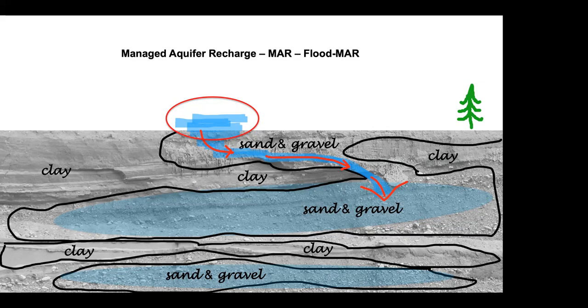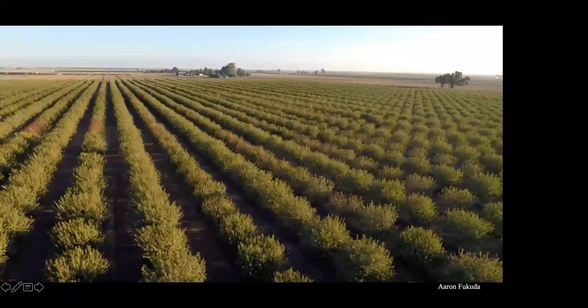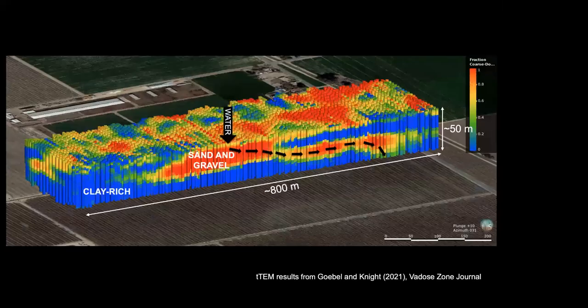So to get this adopted, we really need to start mapping out what's going on at these sites. Airborne EM gives us some information, but what we're using is this towed EM system, because we can drive up and down between the rows of almond trees, and that's what we've done. This is the kind of data that we get. We're able to look below an almond grove and map out where the sand and gravel pathways are.